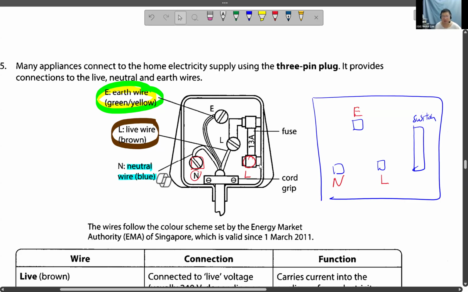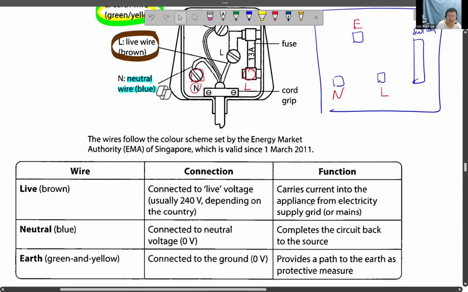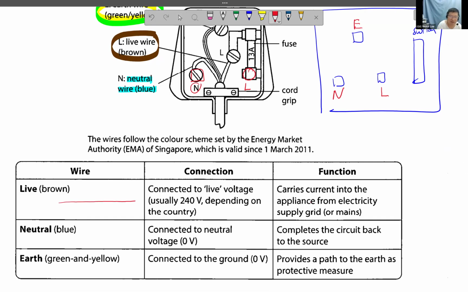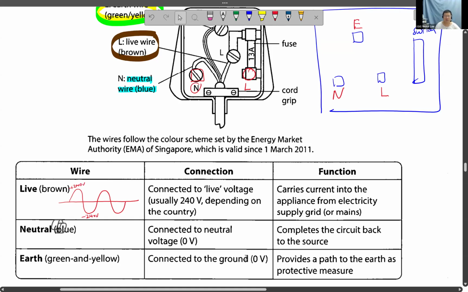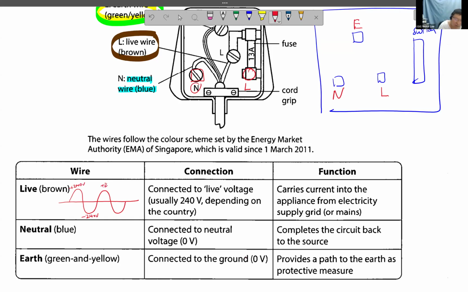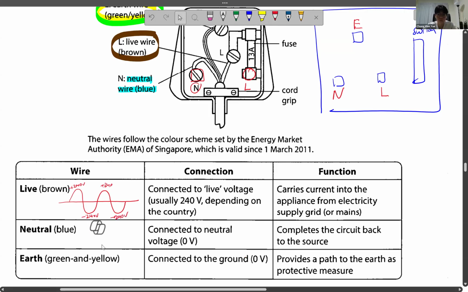It's only the live wire that the voltage will fluctuate. So the live wire voltage will fluctuate like that. Go up, come down, go up, come down, go up, and so on. So this is plus 240 volt. Below is minus 240 volt. So the voltage will fluctuate in Singapore, and then you go back to minus 240 volt. Are you with me? So the fluctuating live allows the current to flow in and out of the equipment.